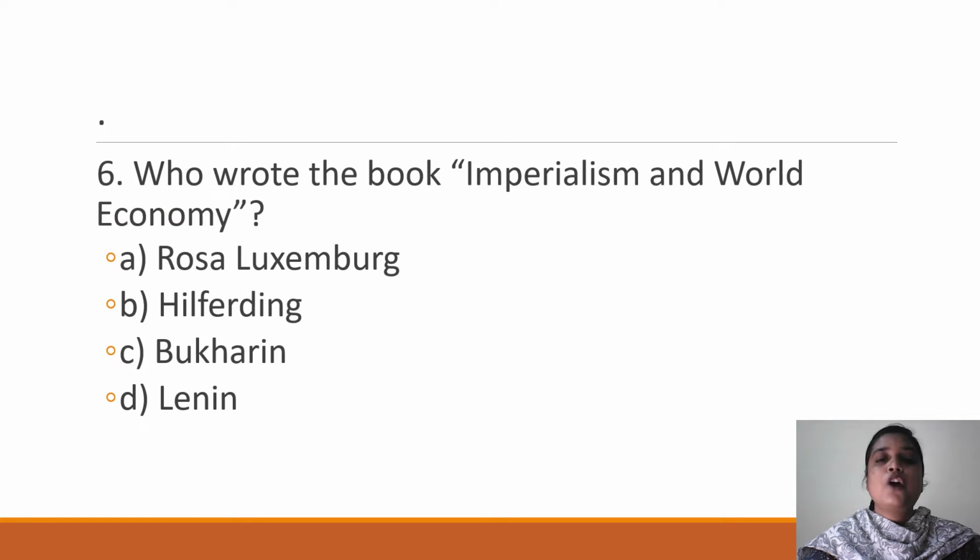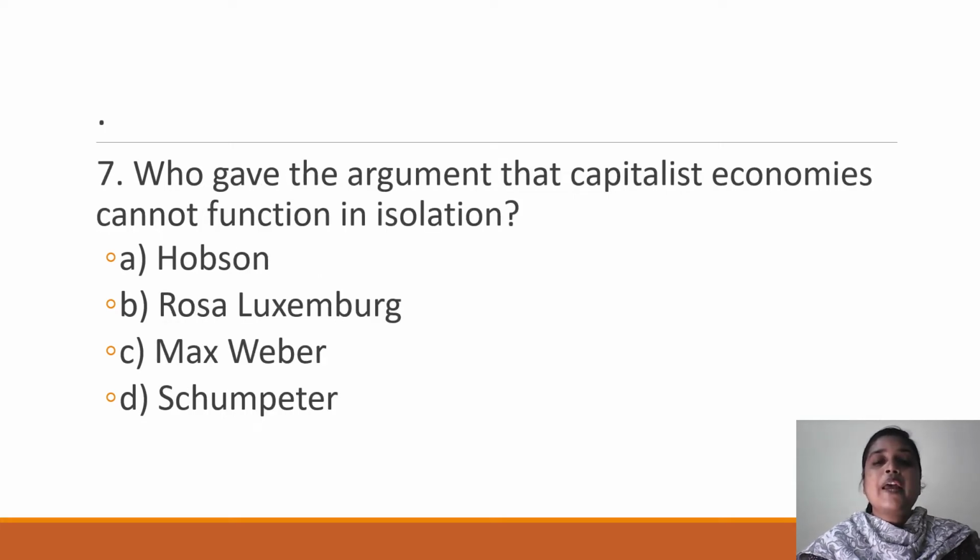Next question. Who wrote the book Imperialism and World Economy? A. Rosa Luxemburg, B. Hilferding, C. Bukharin, or D. Lenin? We've done all these things in our previous video, so you will not find it difficult to answer. Okay, who gave the argument that capitalist economies cannot function in isolation? A. Hobson, B. Rosa Luxemburg, C. Max Weber, or D. Schumpeter? So you have to answer whose main argument this is, that capitalist economies cannot function in isolation.